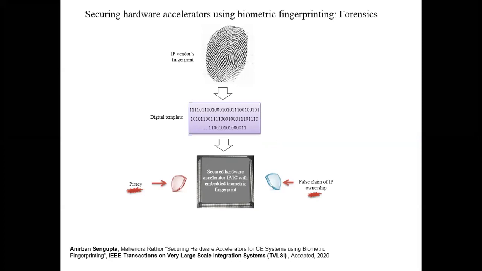This IP vendor's fingerprint is captured using an optical scanner, and based on that, an algorithm is employed to convert that fingerprint into its corresponding digital template. And once you have the digital template in place, then it can be used to embed in the hardware design. And that hardware will help you in detecting piracy as well as resolving false claims of ownership. Next slide, please.